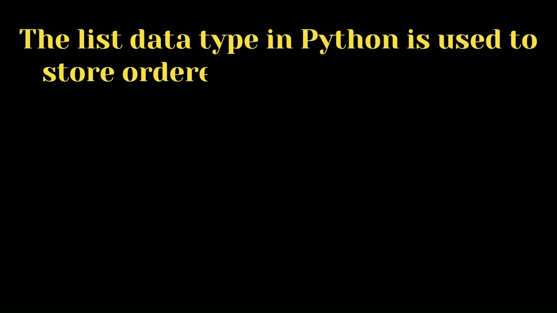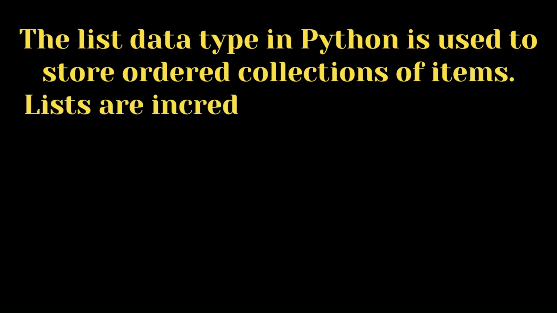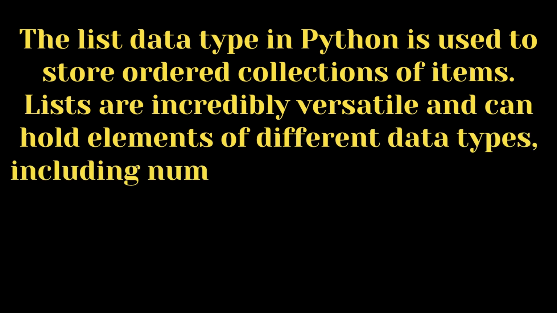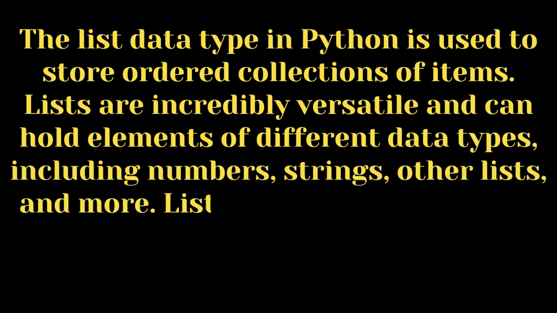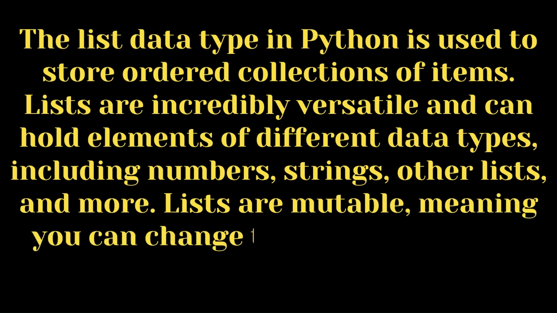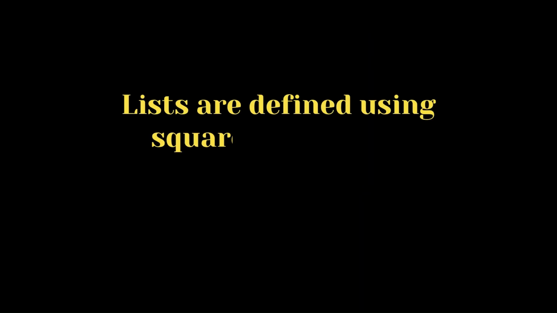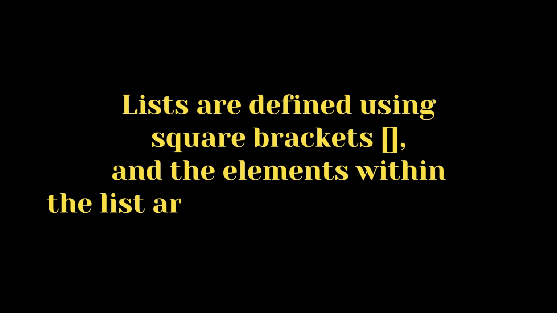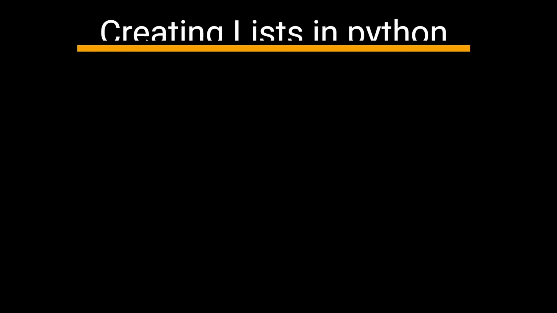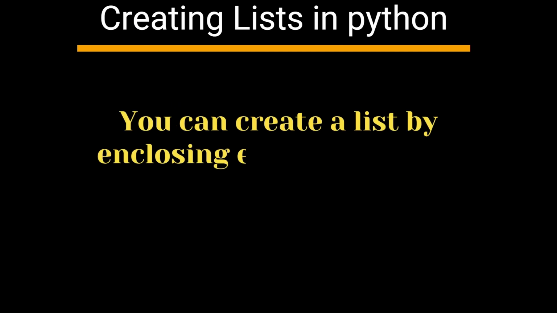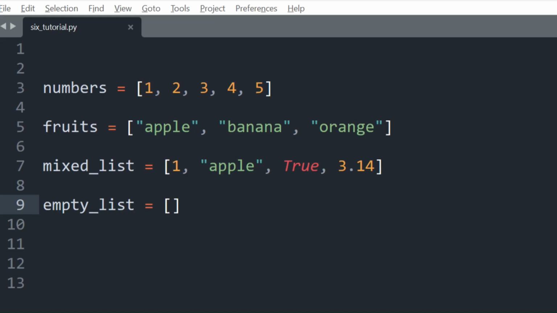The list data type in Python is used to store ordered collections of items. Lists are incredibly versatile and can hold elements of different data types, including numbers, strings, other lists, and more. Lists are mutable, meaning you can change their contents after they're created. Lists are defined using square brackets, and the elements within the list are separated by commas. Let's see how to create a list in Python. You can create a list by enclosing elements within square brackets. Here is the example of lists in Python.